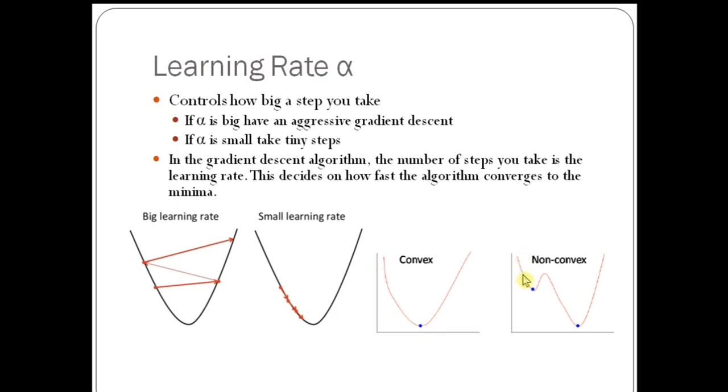But if it is a non-convex graph, in that case we have various minima. This is the global minima, that means the minimum value of the whole graph, and this is the local minima. If we start from here, we may reach this value, and we assume that this is the minimum value of the cost function, and that we have reached the best possible line, but in actuality the global minima is this. If we start from here, we may reach the global minima. So it depends on where we are starting.